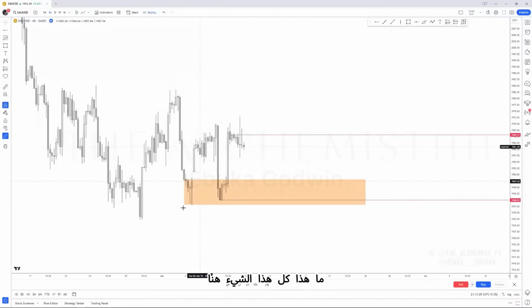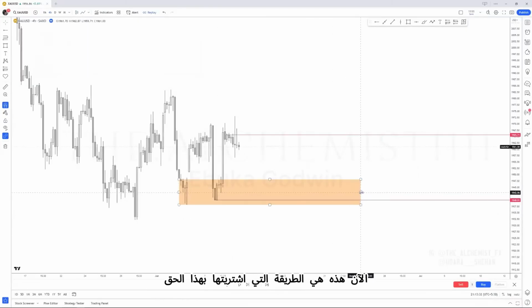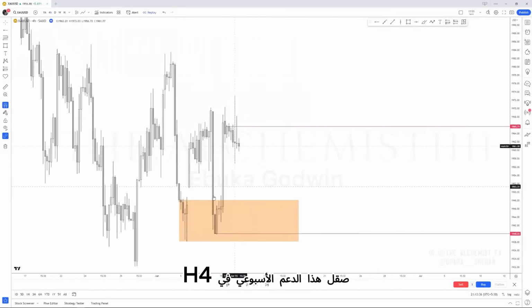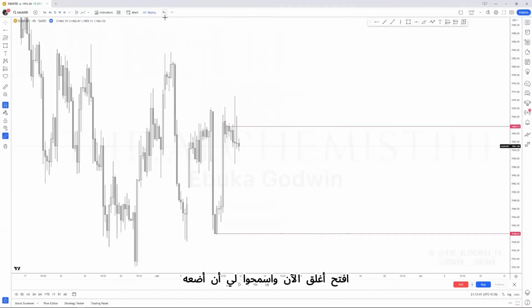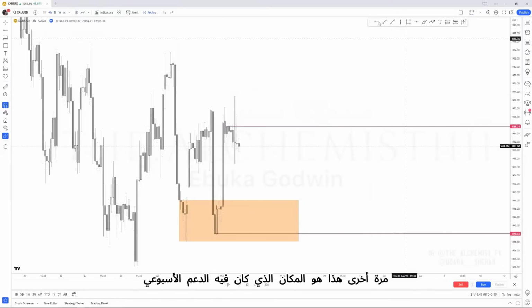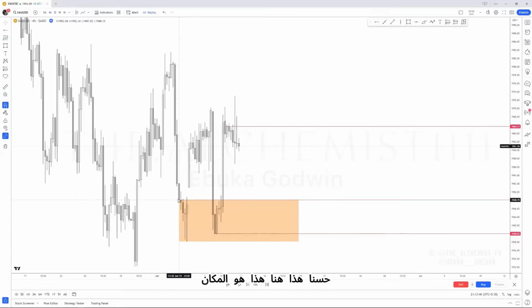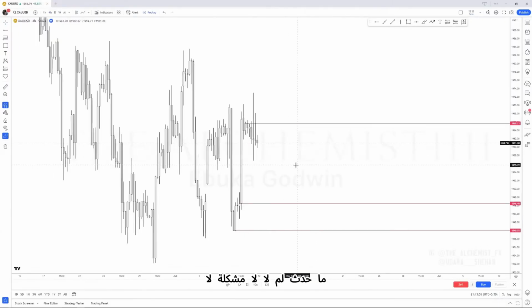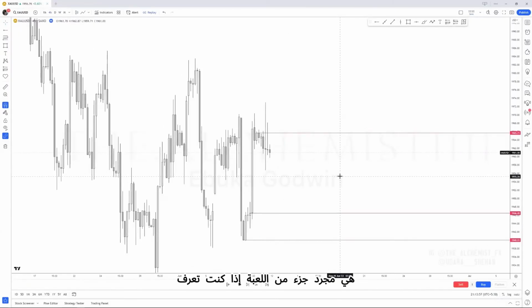Now, what is this? This whole thing in here is how I bought it. This right here is where the weekly support started. I refined this weekly support into this H4 open close and had a buy limit here, and I got stopped out. So yeah, that happened. Not a problem, because like I told you, losses are just a part of the game. If you know how to manage your risk well, you don't have to worry about the losses.